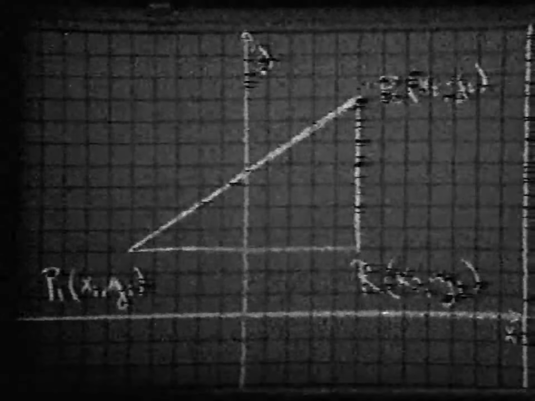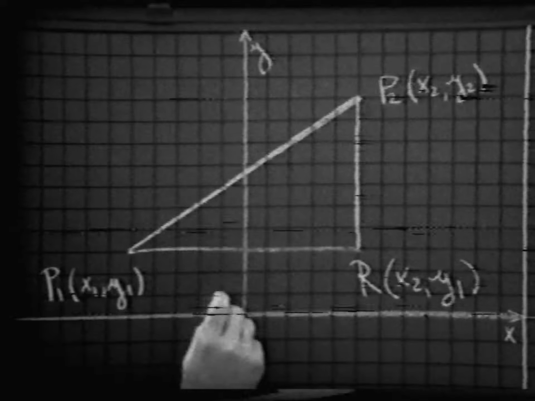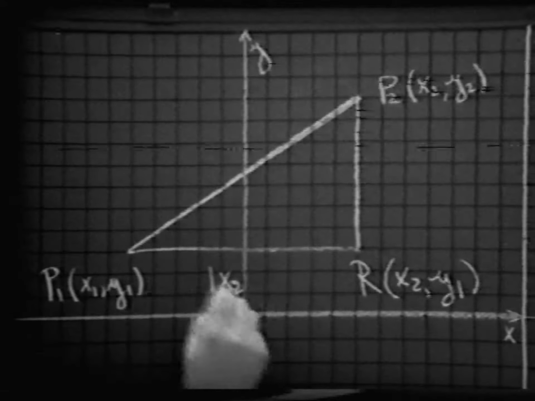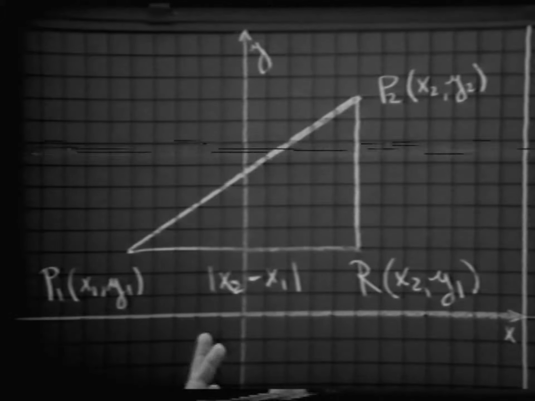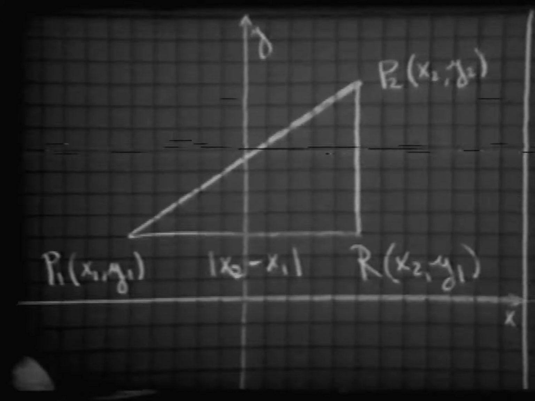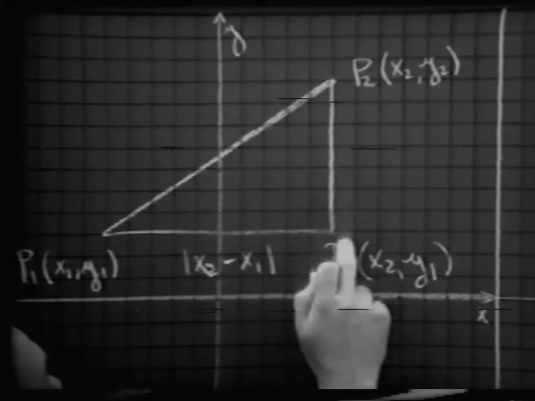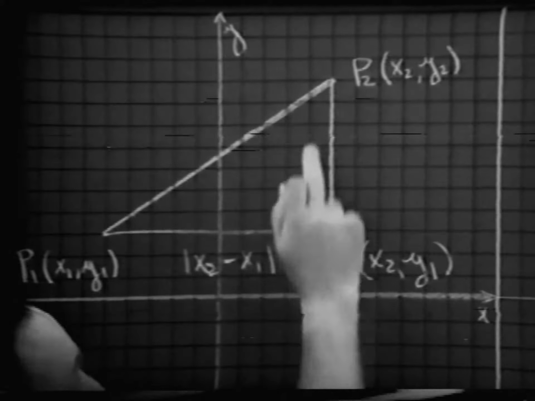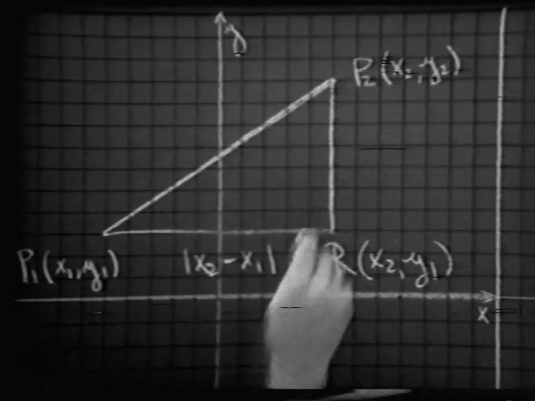And what then can we say about that distance? The absolute value of x sub 2 minus x sub 1. Good. Does everyone agree we may also write that as the absolute value of x sub 1 minus x sub 2? All right. Now, what then would be the distance from P sub 2 to R, or else from R to P sub 2? How may we think about that? The absolute value of y sub 2 minus y sub 1. Does everyone agree with that?